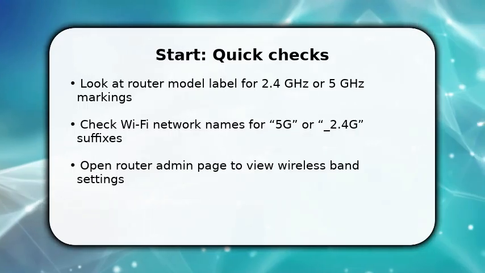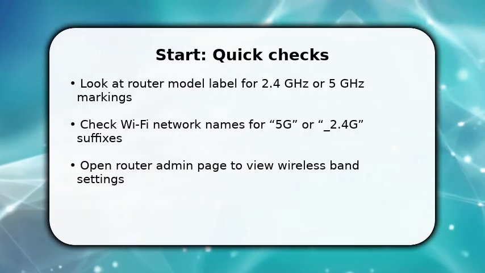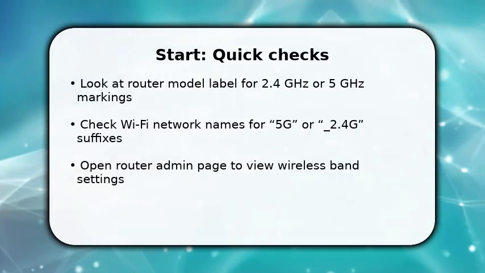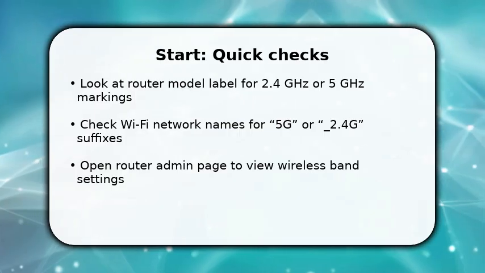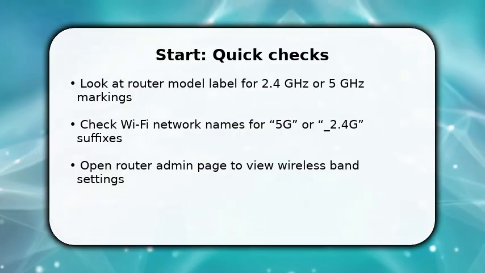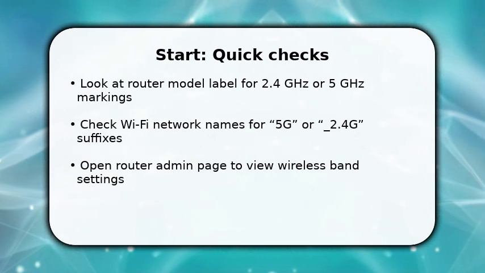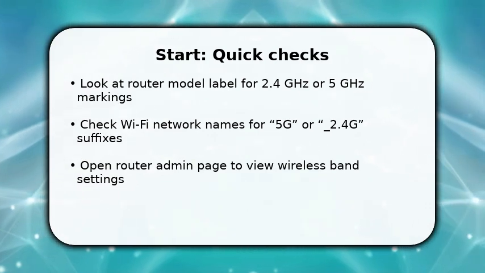Next, log into the router admin page using its IP address to confirm band settings. This tells you how the radio is configured and whether both bands are active. This gets you immediate confirmation, so you can move to device checks.